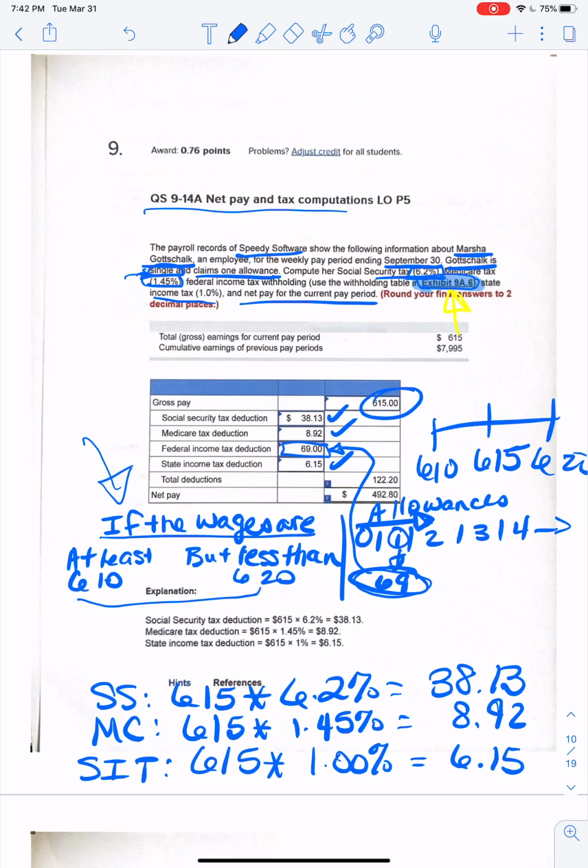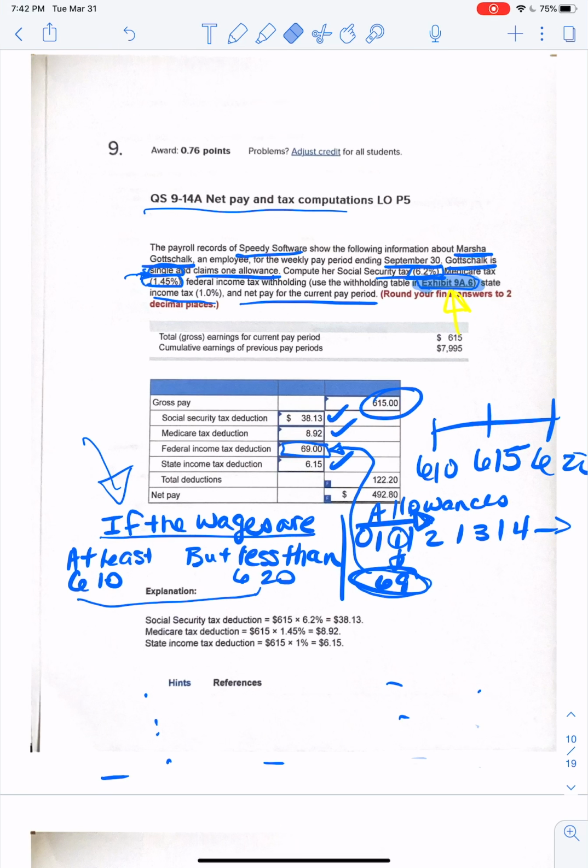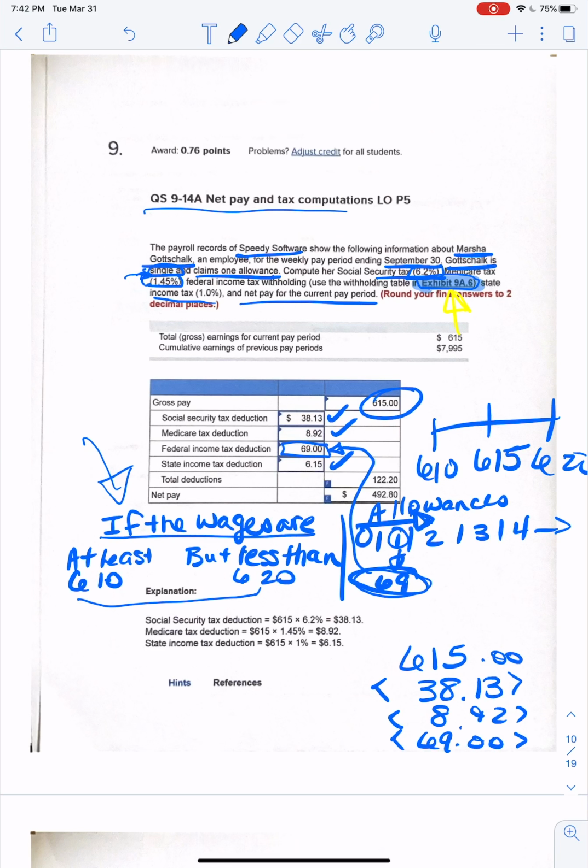Now, if I take my $615 and I back out all of these amounts that we've dealt with here, then I'll take my $615 less $38.13, less $8.92, less $69.00, and less $6.15.